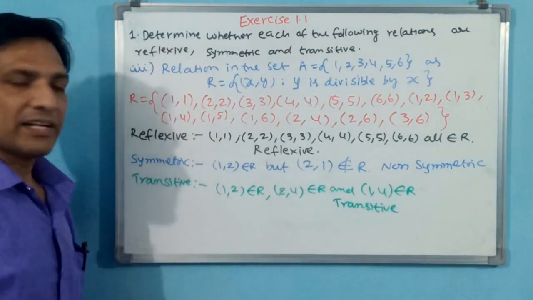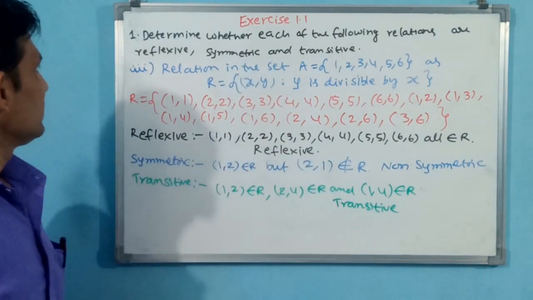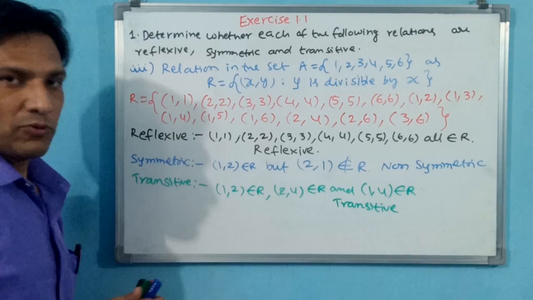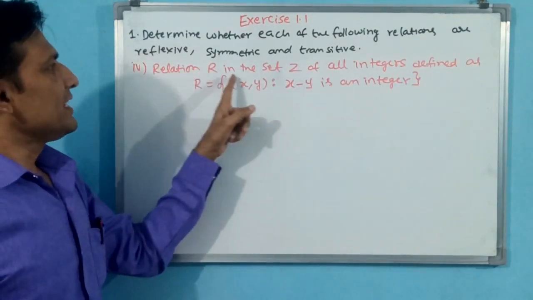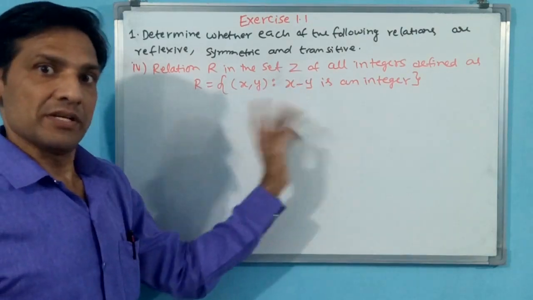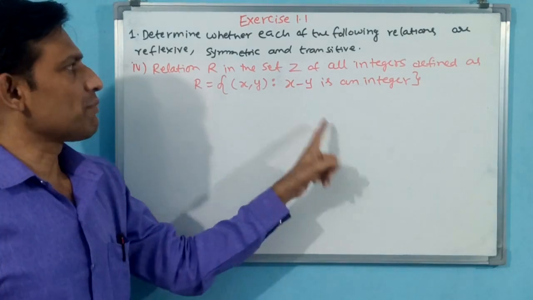Okay, you understand now how it has become transitive and all belongs to R. That is why this is transitive. You note down this third part, we go for the fourth part. Okay, see the fourth part in the first question. Relation R in the set Z. Z means integers. What integers are, I am going to write, but first you study the problem.